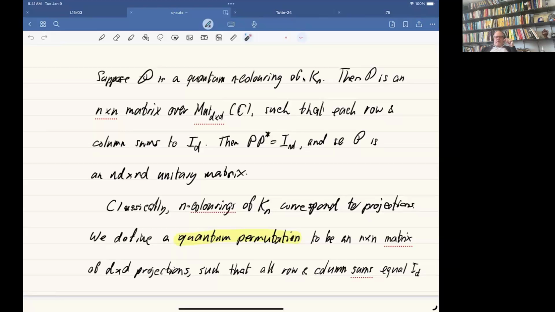Okay, and so you can write out permutations as n by n permutation matrices. Each row and column sums to 1, and the permutation matrix is unitary. Now, the next question is to think about quantum homomorphisms from Kn to Kn.